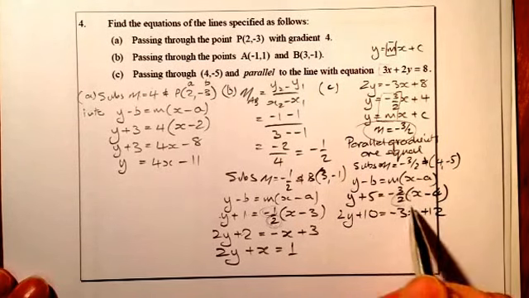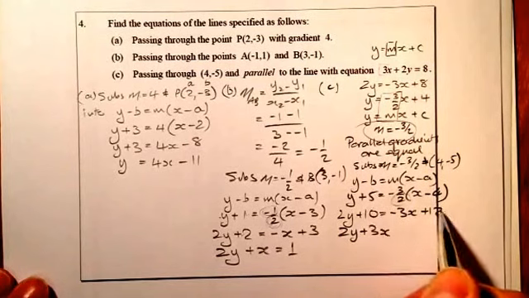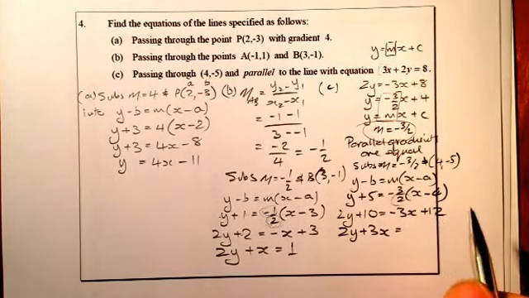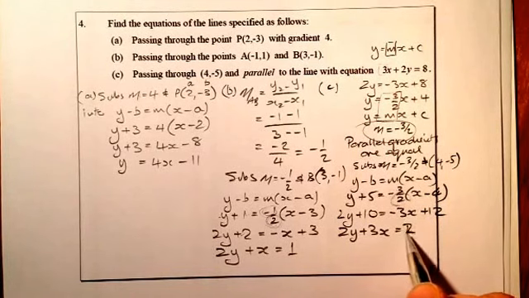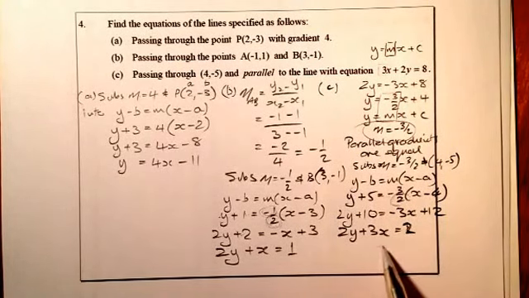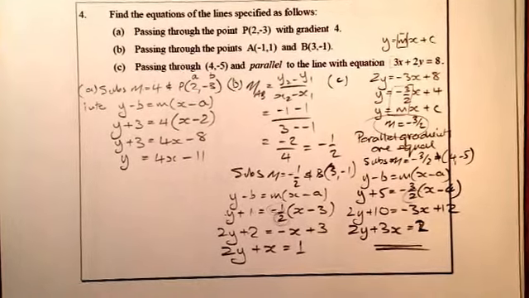I'm going to tidy it up a bit. I'm going to bring that over to the left hand side. I'm going to take that 10 over to that side, and it'll be a minus 10, so I've got 12 take away 10, and that should give me 2. So that's the equation of the line: 2y plus 3x equals 2. Alright, so that's question 4 complete.